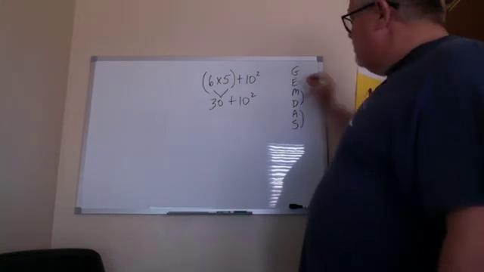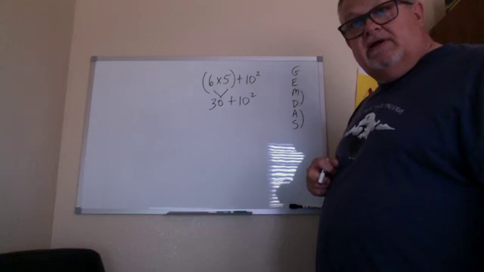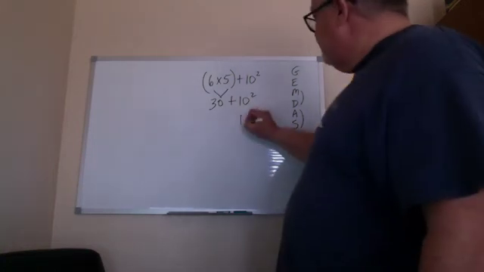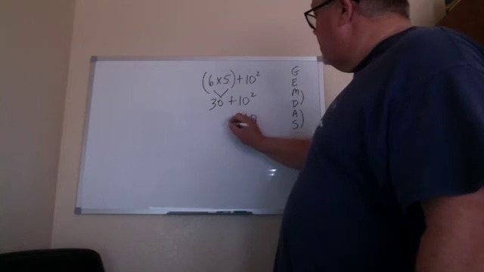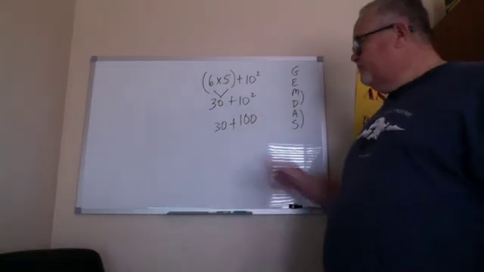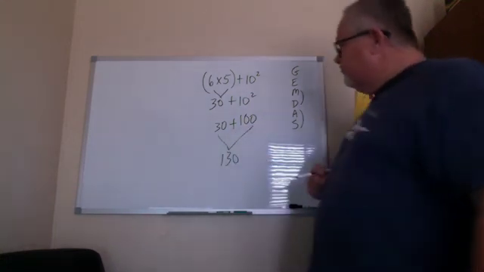Do I see any exponents? Well, yes, I do. There's a 10 to the second power. 10 to the second power means 10 times 10, which is 100. Rewriting the equation, now I have 30 plus 100. You then, of course, just add those together and you get 130 for your answer.